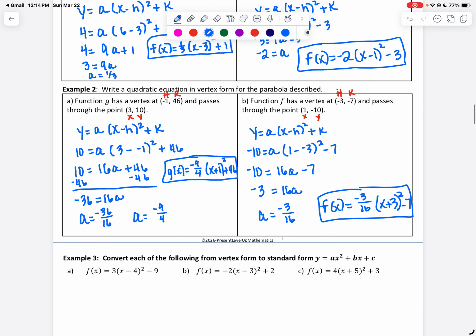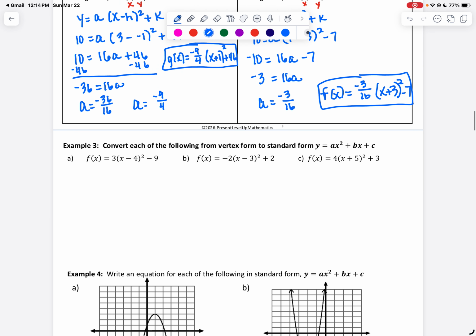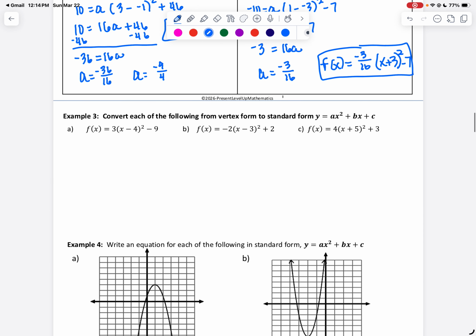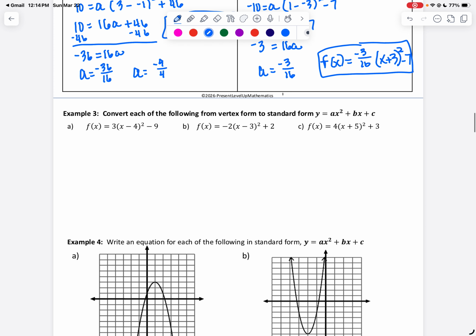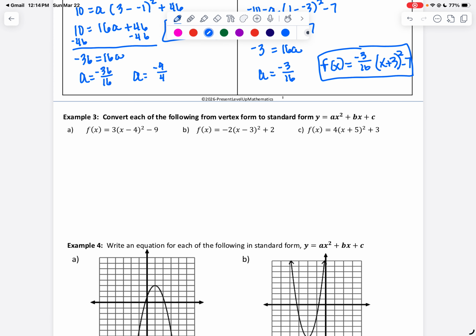Now, one of the things that it's going to be very important for you to be able to do when you're working with vertex form is how to convert it back to standard form. So in example 3, it asks us to convert each of the following from vertex form to standard form. Now let's review. Standard form is y equals ax squared plus bx plus c. So you're basically going to have to remove all the parentheses and combine like terms. When you do this, remember your order of operations. The exponents go first.